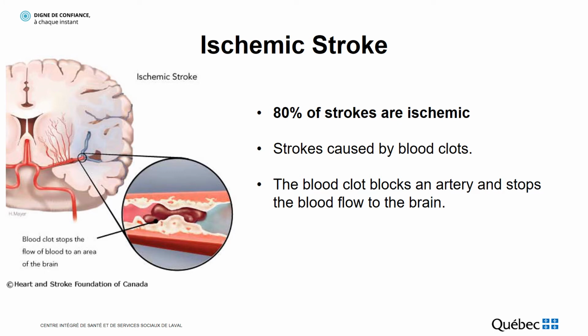There are two different types of strokes. One is ischemic stroke. What that means is that the stroke was caused by a blood clot that has blocked the artery and stopped blood flow to the brain. 80% of all strokes are ischemic strokes.